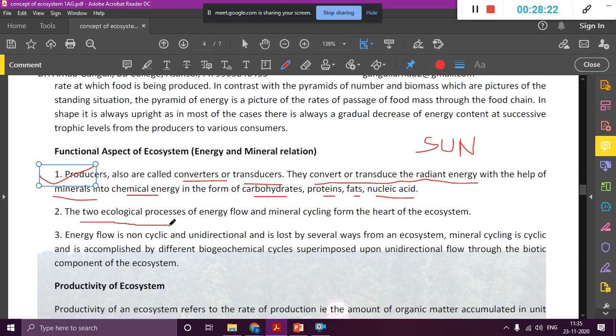There are two ecological processes. One is energy flow. That is, energy from the sun goes to the producers. From producers it goes to the herbivores, from herbivores to the carnivores. Carnivores die and it goes back to the soil. From the soil again it goes to the producers. This is known as the energy flow.